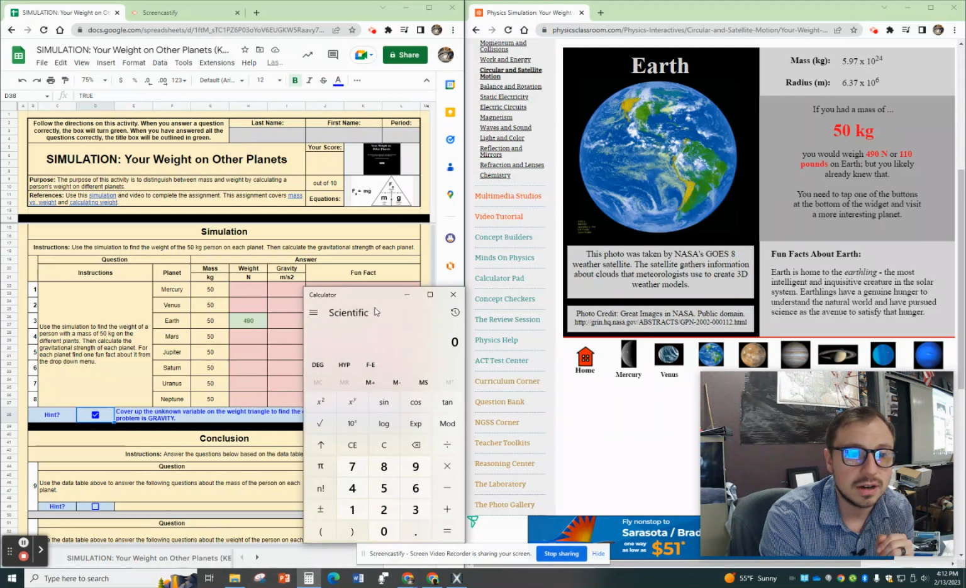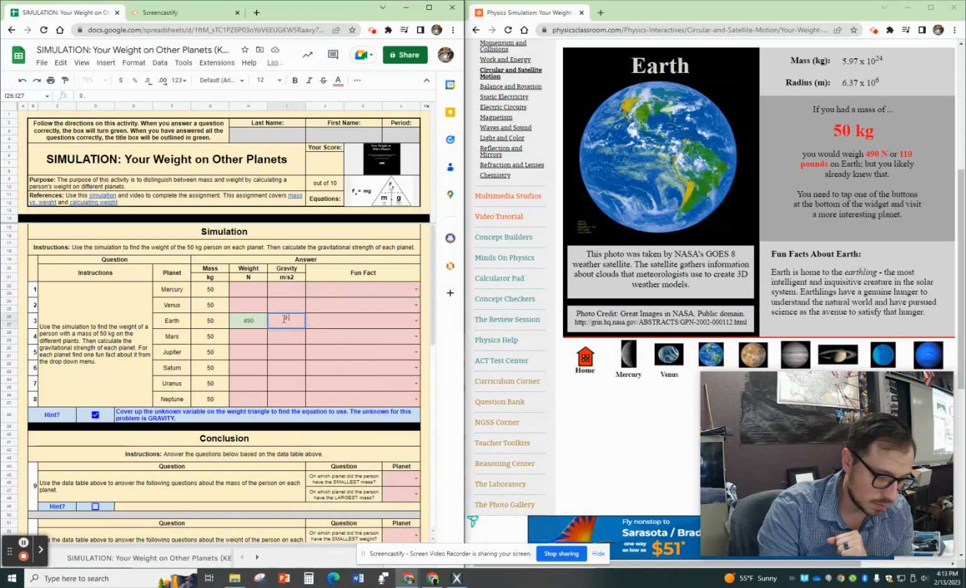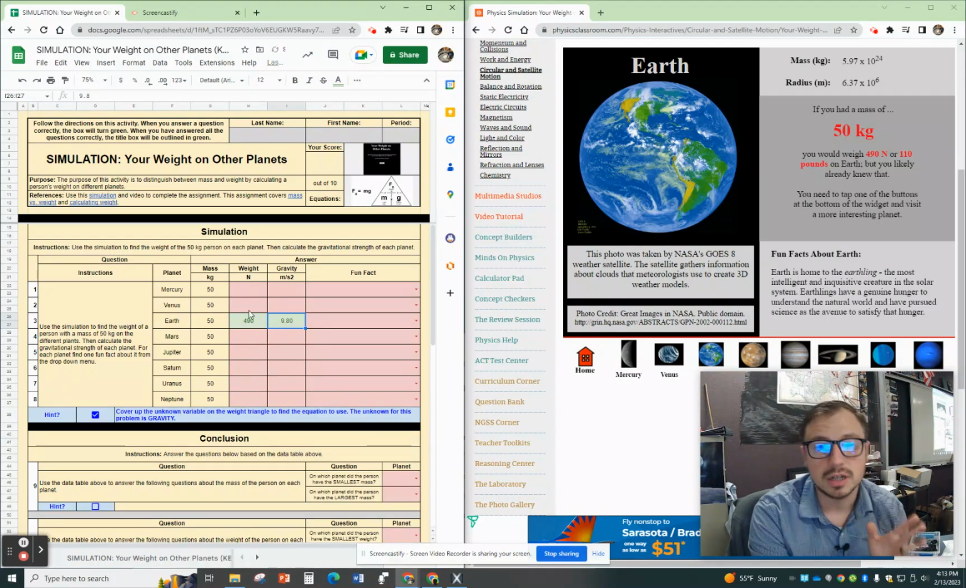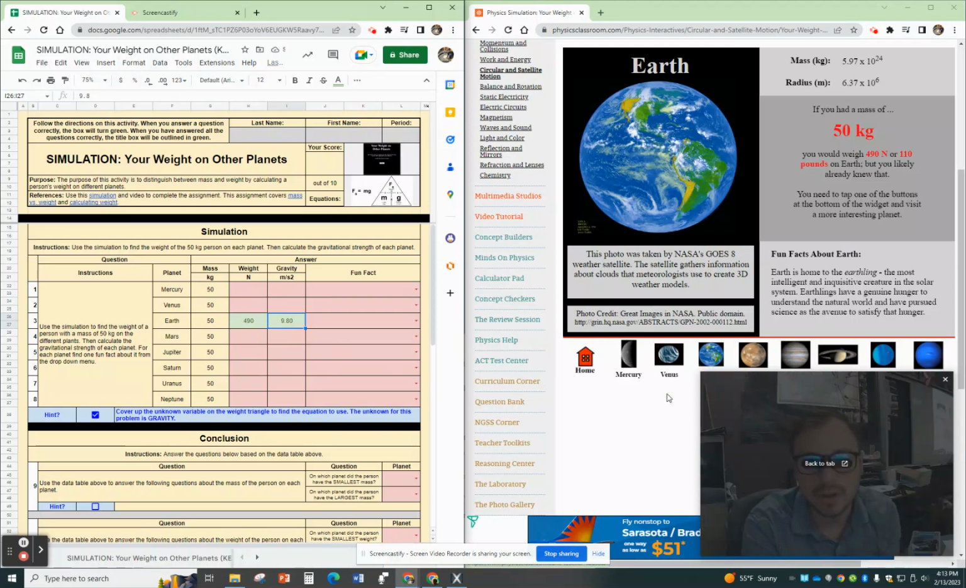I get my calculator out. We know the weight is 490 divided by the mass, which is 50, and you get 9.8. So I get 9.8 meters per second squared. Good, right? So I know it's right. Then you just need to find a fun fact.